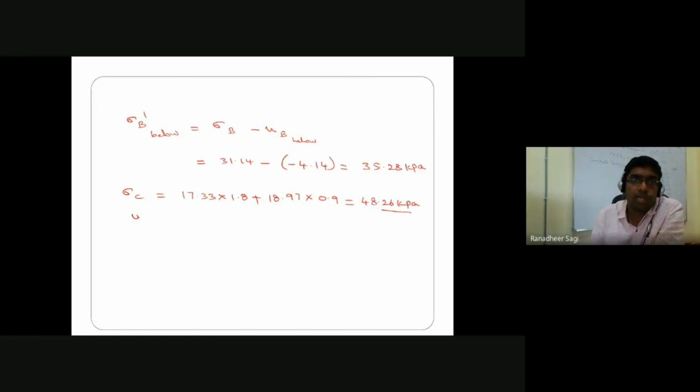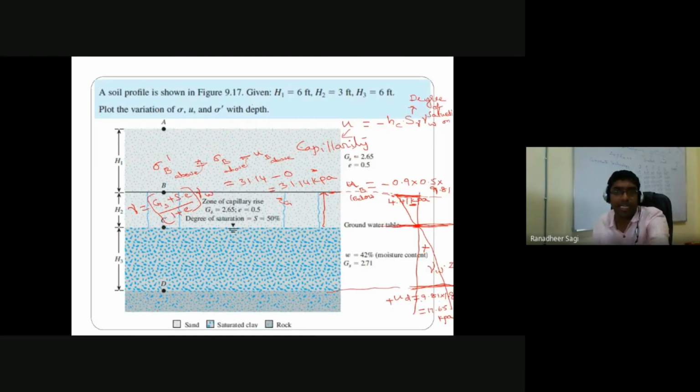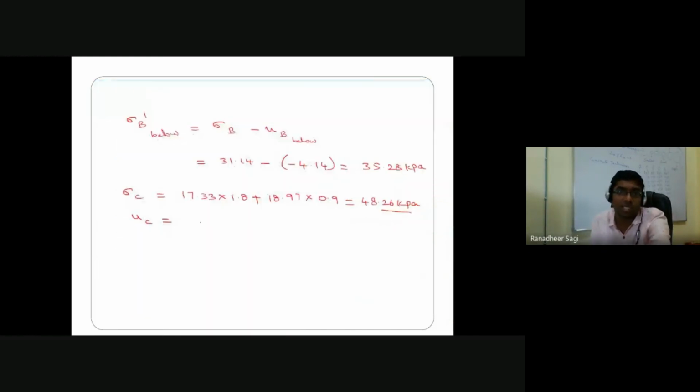Next, pore water pressure at point C. So where is point C? Point C is the position where you have your water table. Okay, so there exactly is your water table. So at that point C position, wherever you have your water table, obviously your pore water pressure is nothing but 0. Once we say pore water pressure at point C is 0, the effective stress at point C is nothing but 48.26 minus 0, which is simply equal to 48.26 kilopascals.